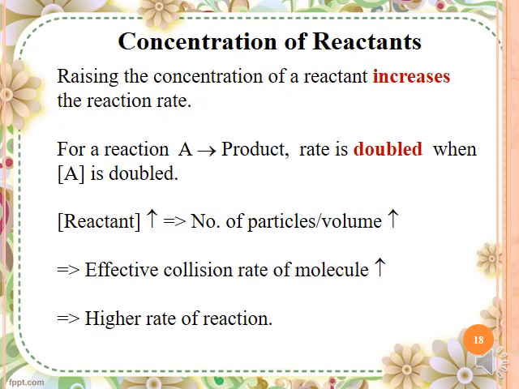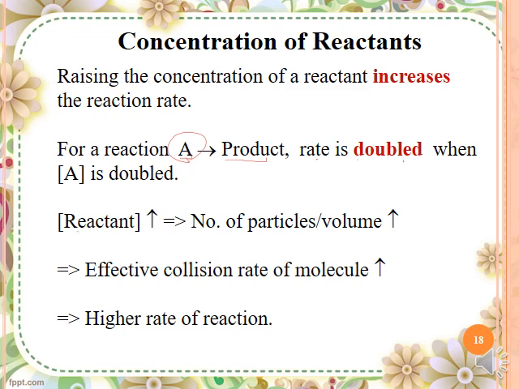Next is the third factor, which is concentration of the reactant. Higher concentration of reactant means an increase in the rate of reaction. So if we have this reaction here, reactant A forming product, the rate will double if the concentration of A is doubled.